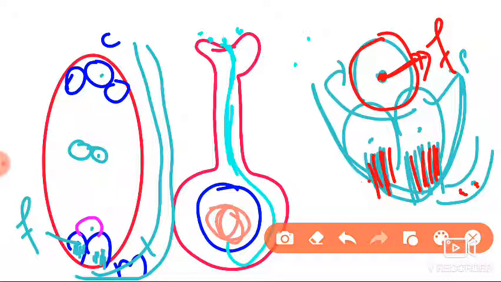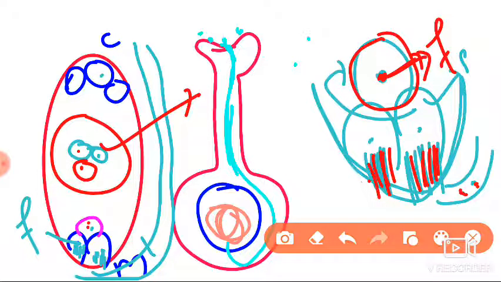And another gamete is going to be fused with the polar nuclei. Already one is fused here. Another one is going to be fused with the polar nuclei. First fertilization occurred in the case of the egg cell, and the later one with the polar nuclei.